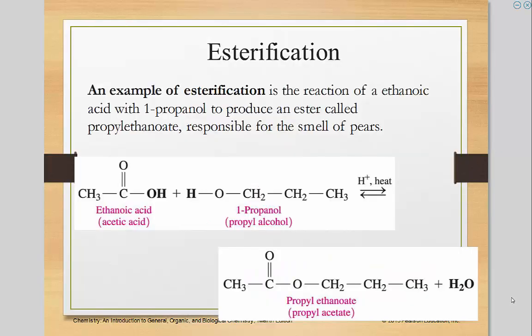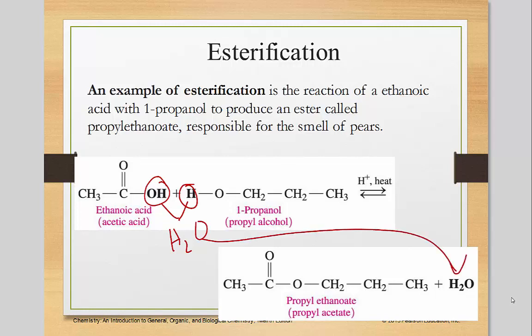So we have the OH group here and the hydrogen here coming together to make water, which is right here. Then this portion of the alcohol is getting attached to the carbon. So this is all from the alcohol here, while this portion was from the carboxylic acid.